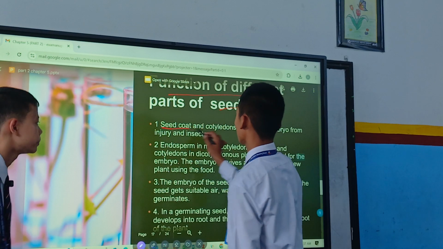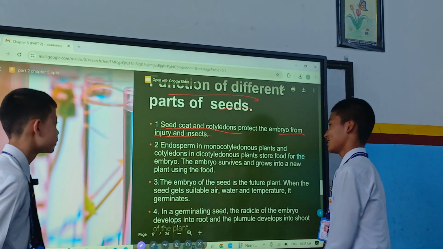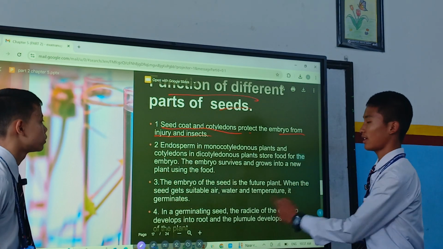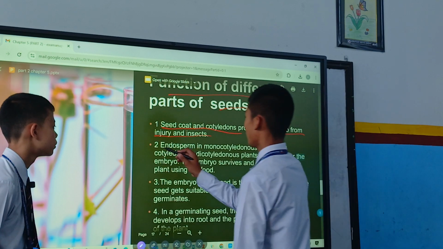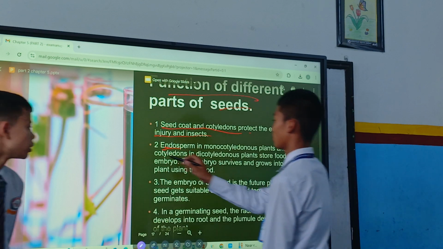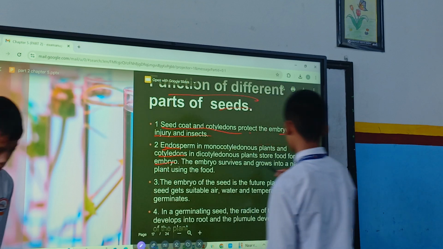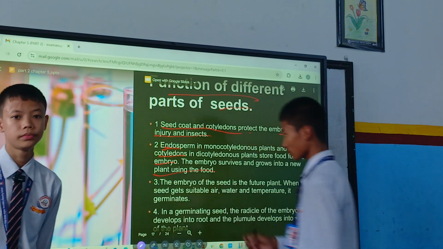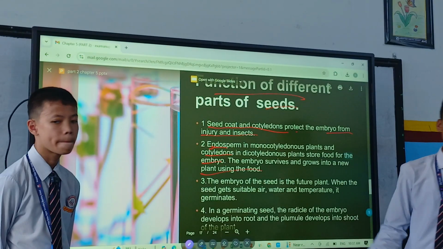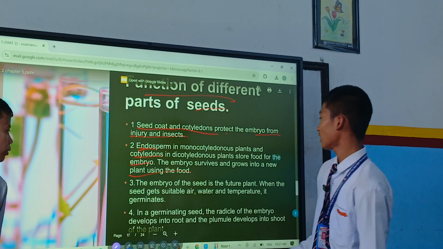The first function is seed coat and cotyledons protect the embryo from injury and insects. The outer layer of the seed coat and cotyledons protect the baby plant from injury and insects. The second point is endosperm in monocotyledonous plants and cotyledons in dicotyledonous plants store food for the embryo. The embryo, the baby plant, survives and grows into a new plant using the food.